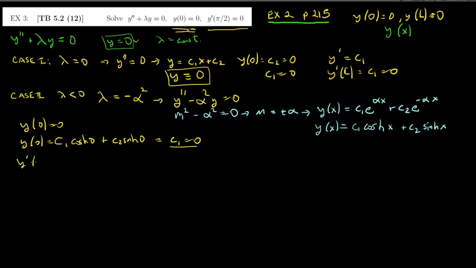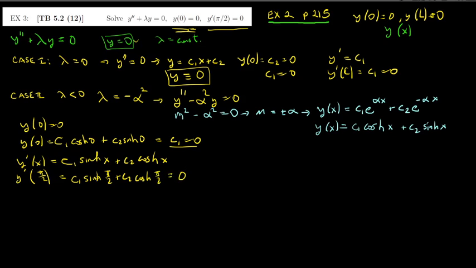Now, when you take the derivative, remember the derivative of cosh is sinh, so you don't get a minus sign here. This is just c1 sinh of x plus c2 cosh of x. And now we're plugging in pi over 2. I know that seems weird because this is not sine or cosine, but it still works. c1 times hyperbolic sine of pi over 2 plus c2 times the hyperbolic cosine of pi over 2. We know that equals 0, right?